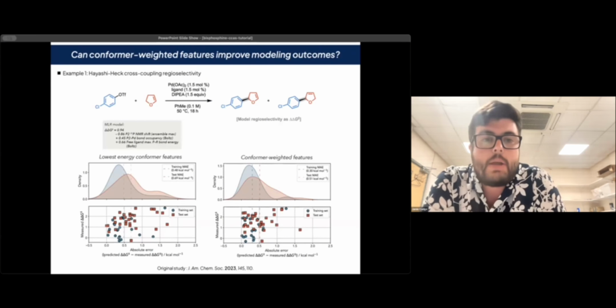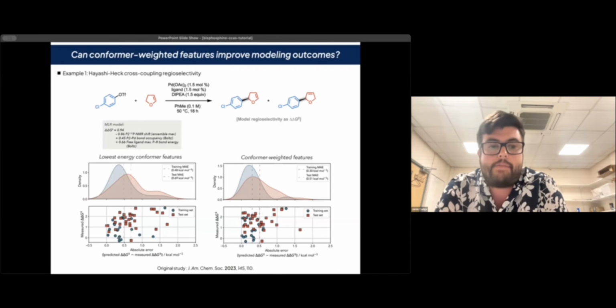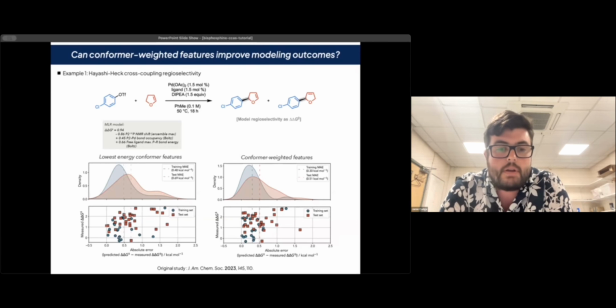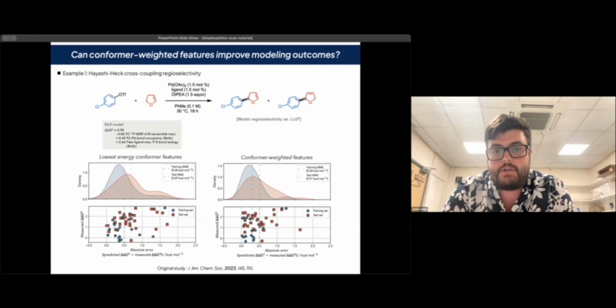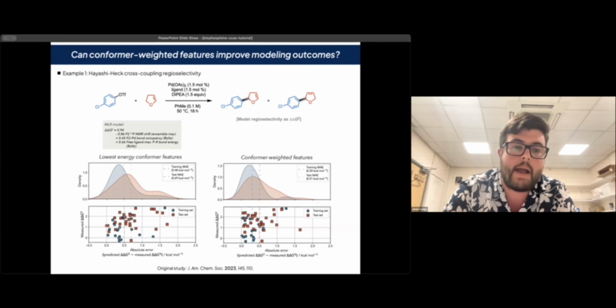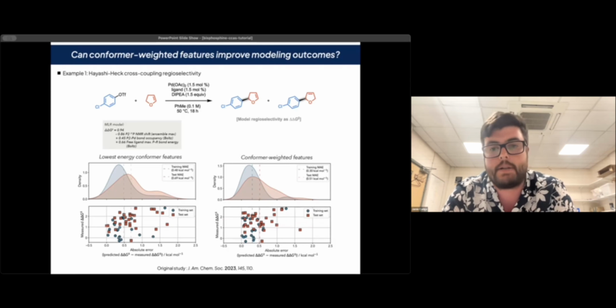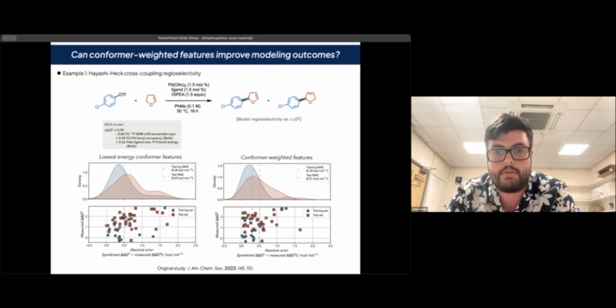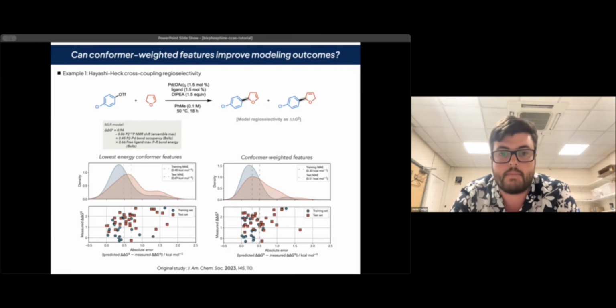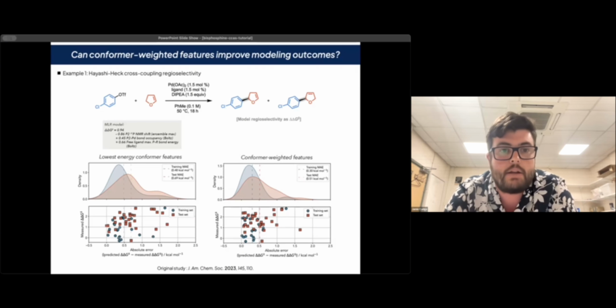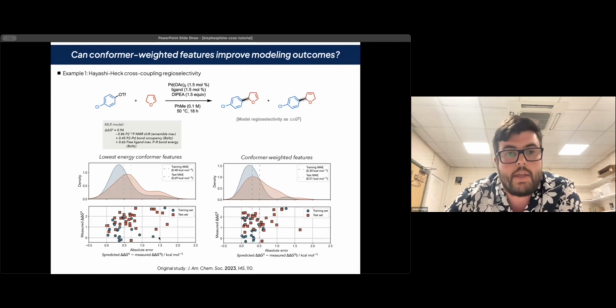So using this methodology, we wanted to see what would happen if we put these conformer weighted features, things like maximum conformer value and Boltzmann average, into some historical bisphosphine modeling data from the group. This first example is a Mizoroki-Heck cross-coupling reaction, where we're looking at the coupling between this dihydrofuran and this aryl triflate, and we're modeling the regioselectivity here.